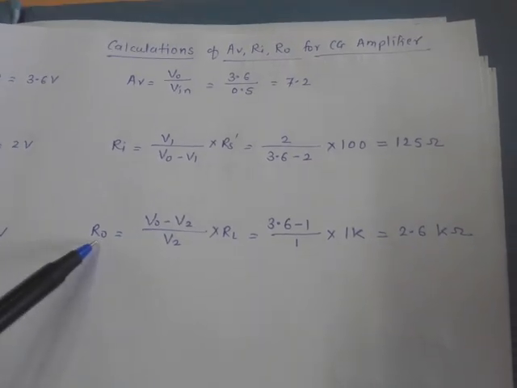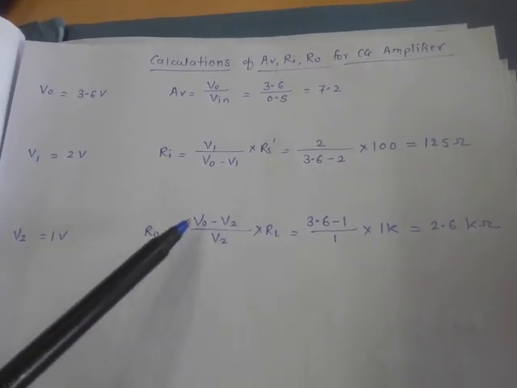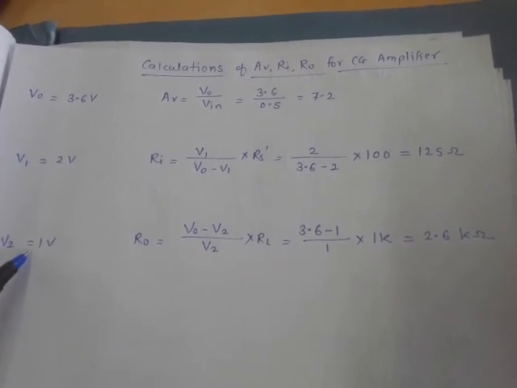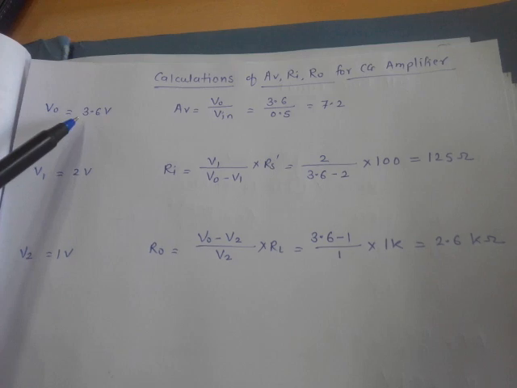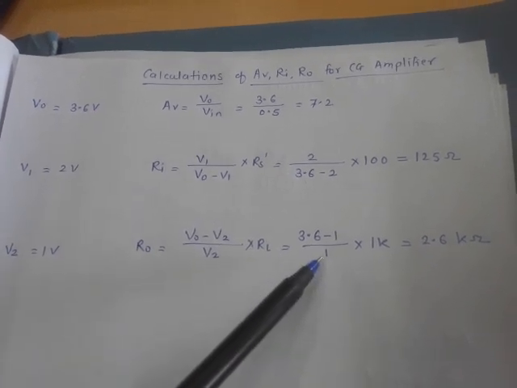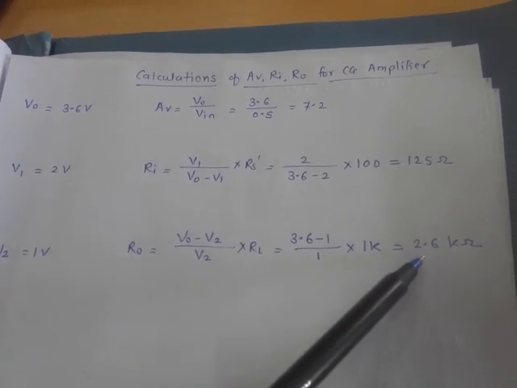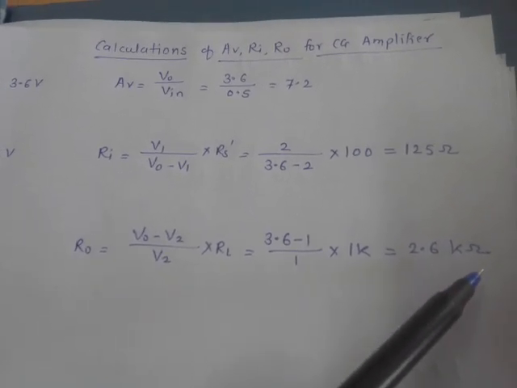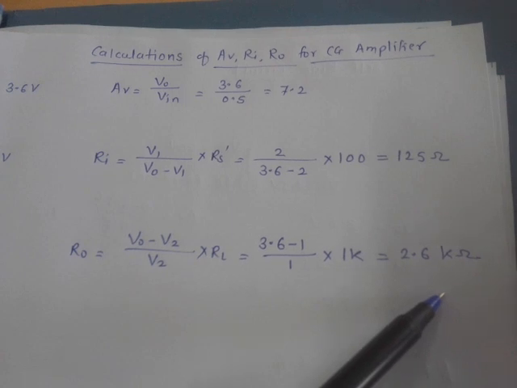Similarly, for calculation of RO, the formula is VO minus V2 upon V2 into RL. V2 we have measured is 1 volt and VO was 3.6. So when you put in all these values, you are getting the final answer for output impedance as 2.6 kilo ohm, which is matching with our RD value.